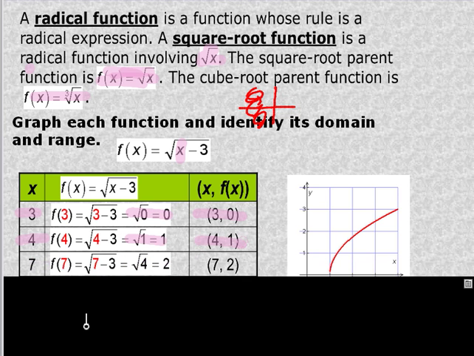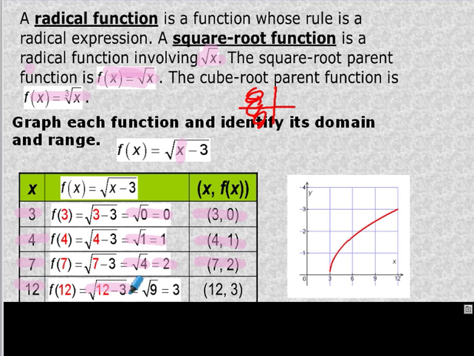And then they went on to use values that make it easy. If x is 7, we have the square root of 4, which is 2. And when x is 12, we have the square root of 9, which is 3. So use values where you're going to get nice even integer values. It's easier if you don't use values where you're going to end up with like 2.6 or something. So here are my values. Let me use a different color here. So 3, 0, 4, 1 is here, 7, 2, and so on, 12, 3.